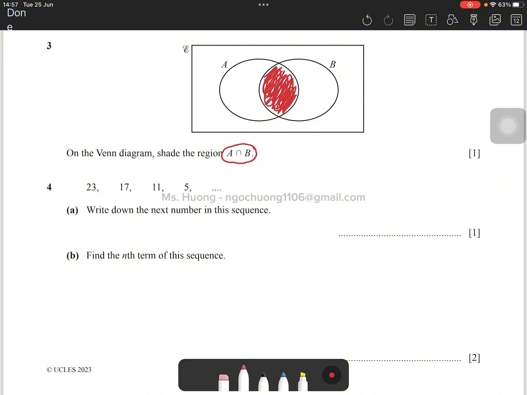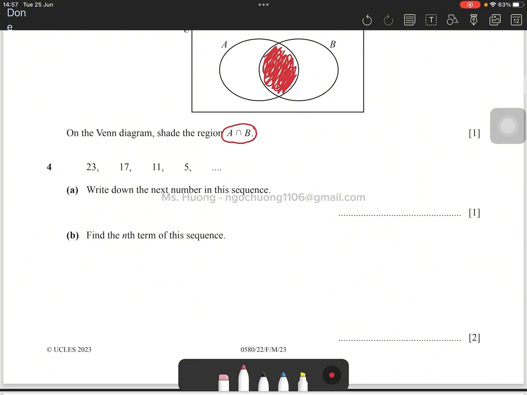Question 4. Write down the next number in the sequence. 23 minus 6 is 17. 17 minus 6 is 11. 11 minus 6 is 5. So we continue to subtract 6 from 5 and it is -1. So -1 is the answer for question A.